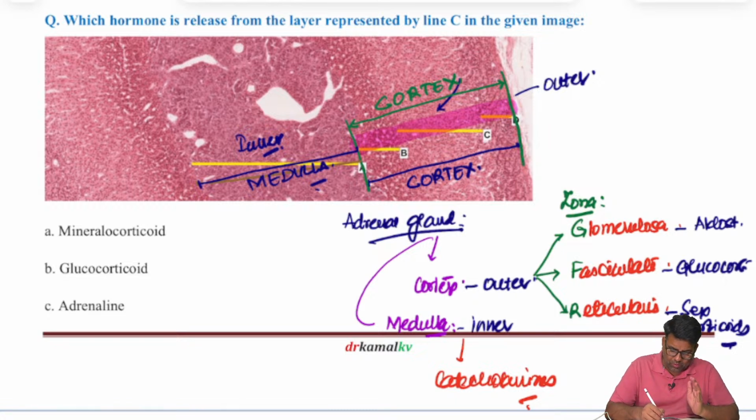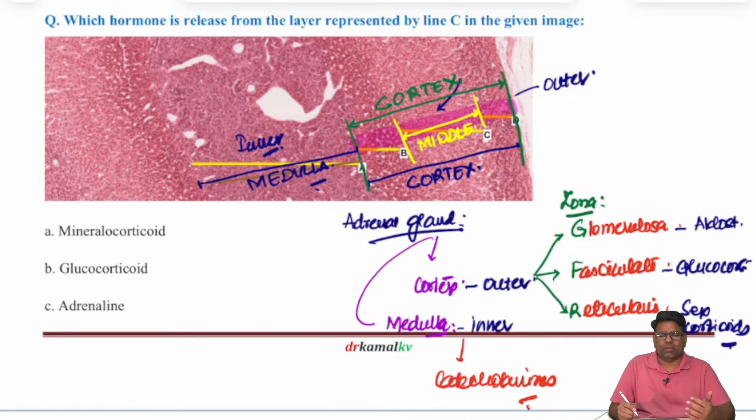Now coming to the question, what actually the question is about. So the question is asking you about the middle layer. Okay? And from the description now I think all of you can answer what the middle layer is and which hormone is secreted from the middle layer, right? So the answer would come out to be right.